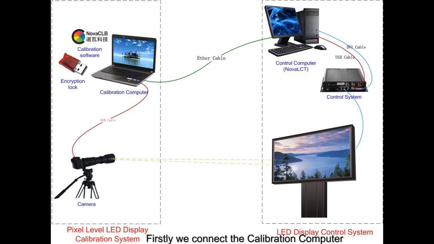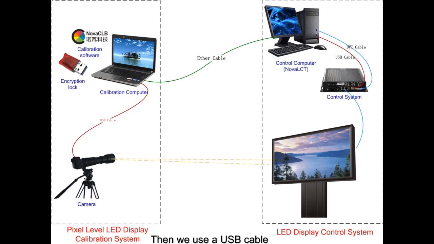Firstly, we connect the calibration computer to the control computer with an Ethernet cable. Then make them in a local area network. We can also use one computer to calibrate and control the LED display. Please note that the calibration computer needs an encryption lock for opening the calibration software.